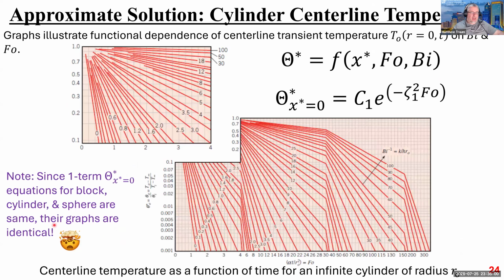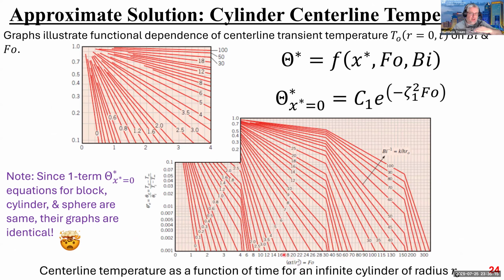So again, everything sort of collapses into just a single solution pathway. You only need to see this chart once, and you can already apply it to planes, cylinders, and spheres. Okay, and the solution process is exactly the same, right?